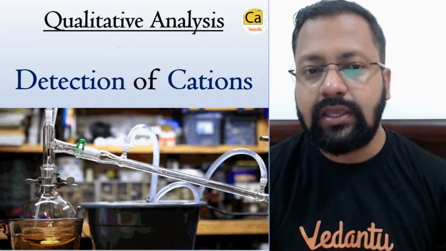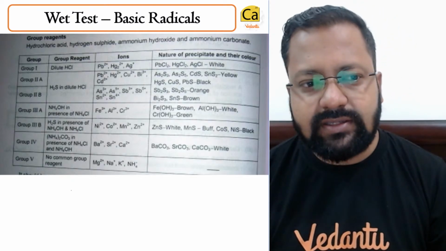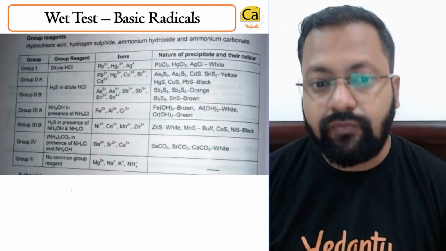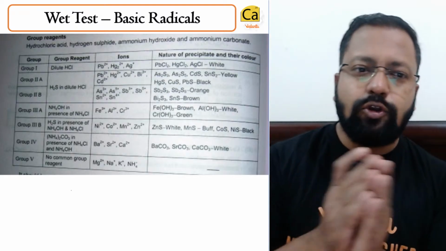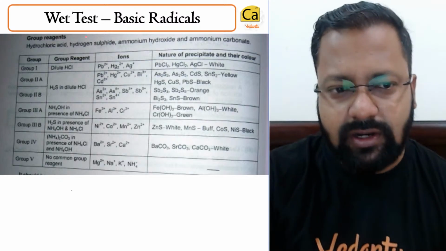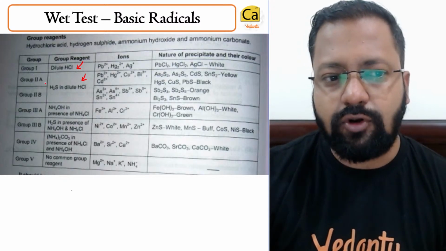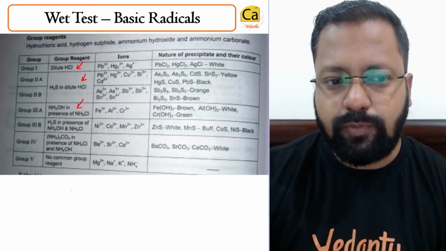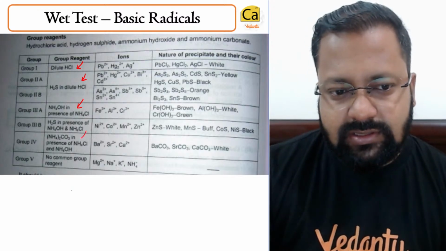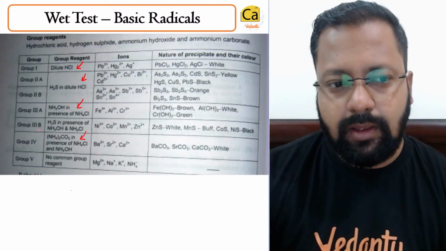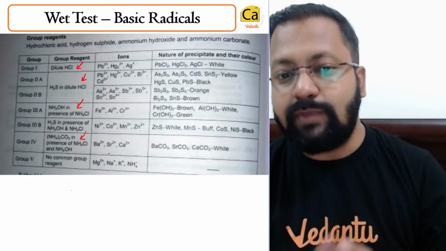Today we will be discussing the detection of cations, the wet test for basic radicals. As you all know, in the last class we discussed that all these radicals are divided into a certain number of groups, based on the solubility product. For every group there is a specific group reagent. Dilute HCl is the group reagent for group 1, dilute HCl and H2S is the group reagent for group 2A and 2B, and NH4OH and NH4Cl is the group reagent for group 3A. Group 3A can also be known as group 3, group 3B as group 4, and so on, so this becomes group 5 and this becomes group 6. Remember that group 6 includes those cations for which we do not have any specific reagent.